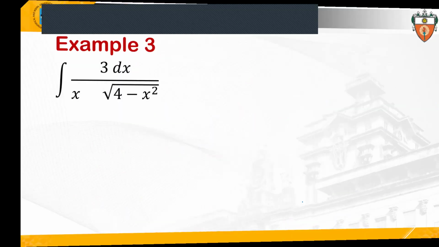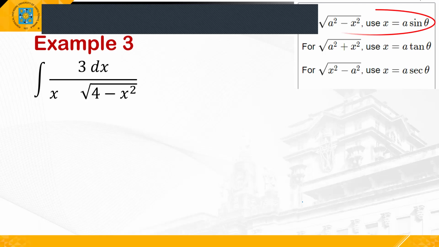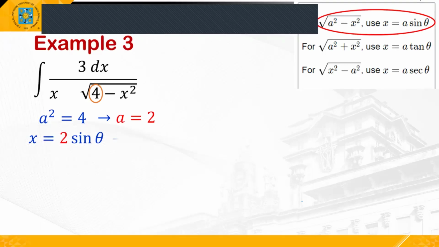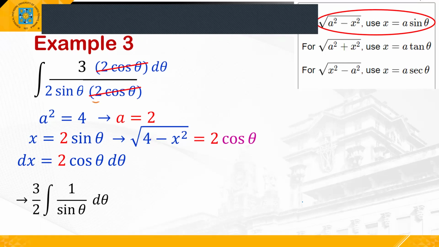Ayun, so ito yung animated version ng ating solution. Take a look at this one. Ito yung ginamit. That's our a squared. A is 2. Our x is 2 sine theta. Our radical becomes 2 cosine theta. Tapos ang dx natin, 2 cos theta d theta. Ayun yung x. The radical is 2 cosine theta. This will cancel out. Tapos nilabas yung 3/2. We're left with 1 over sine theta.